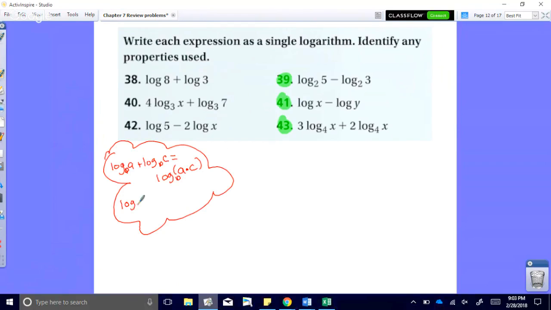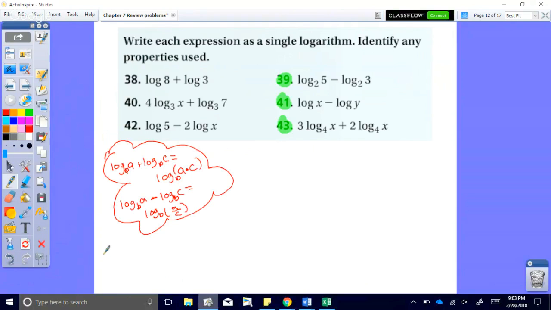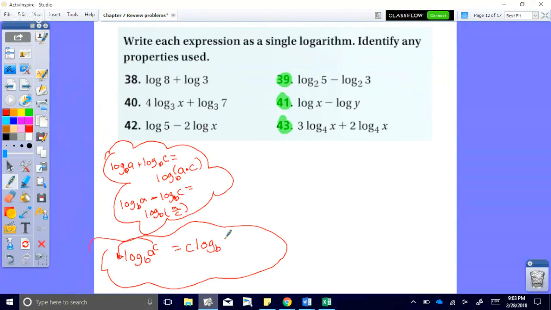Similarly, if you have log base b of a minus log base b of c, it becomes log base b of a divided by c. I didn't really leave enough room, so for the last one I'll draw another one: if we have log base b of a to the c power, that exponent comes out in front, and it becomes c times log base b of a. Okay, so these are my 3 rules for logs that you've got to be familiar with.